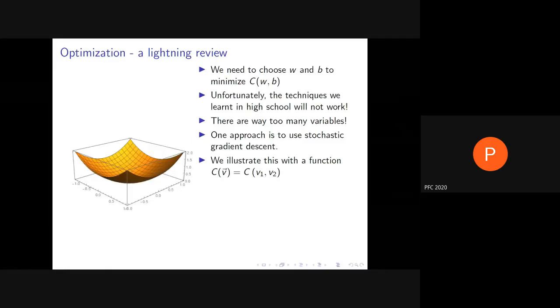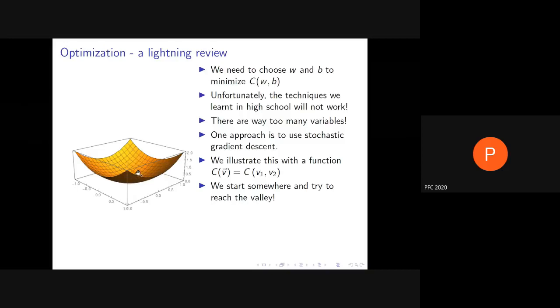But I'm going to ask you to imagine, despite this picture, that this really is not a function of 2 variables, but a function of say 12,000. Then solving such equations will simply not work. But what can work is something like this.